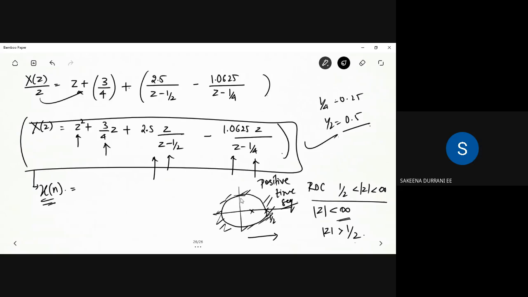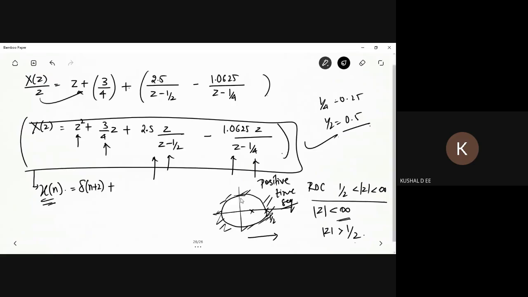Delta of n plus 2. Good. Delta of n plus 2. How did you write it as delta of n plus 2? So what is the z transform of delta of n plus 2? So it is z squared. That is z.